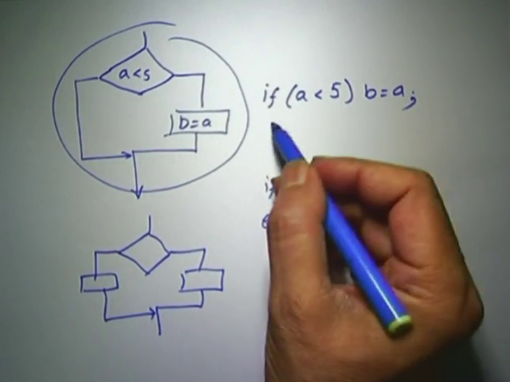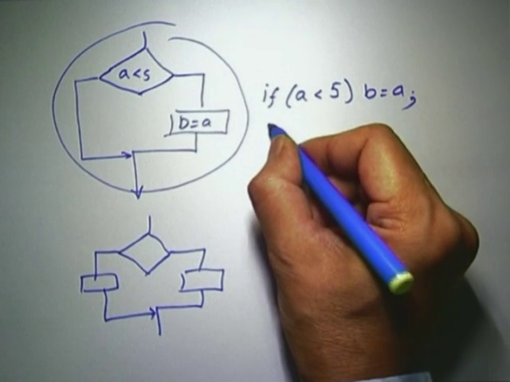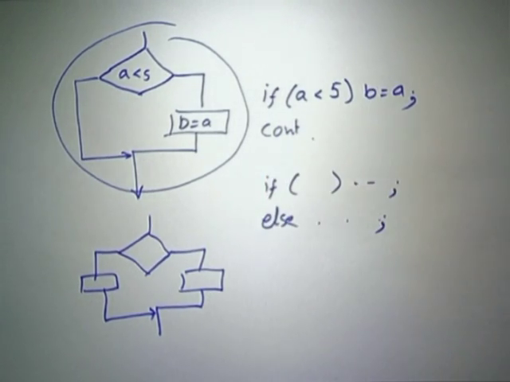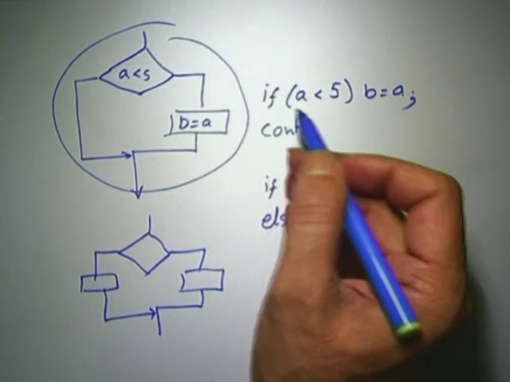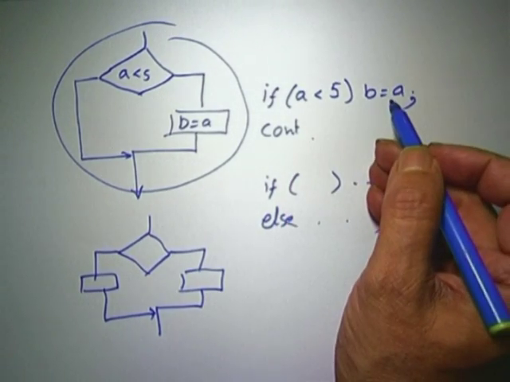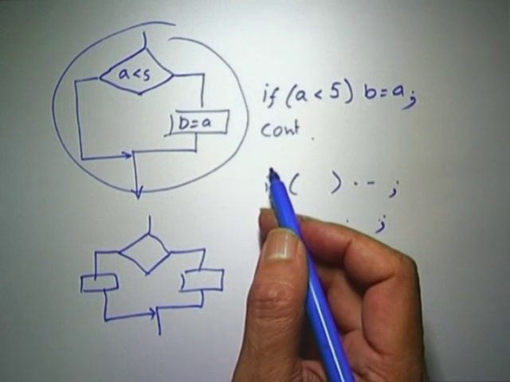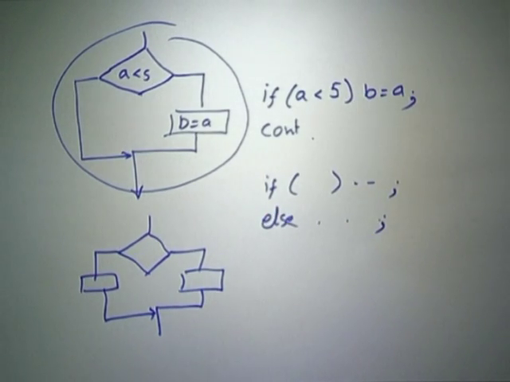If I write only this if and then there is some other statement, let's say cout, whatever, then this statement will be executed only if A is less than 5. Otherwise, this statement will not be executed. You will continue with the next step. So therefore, there is no question of giving an error.